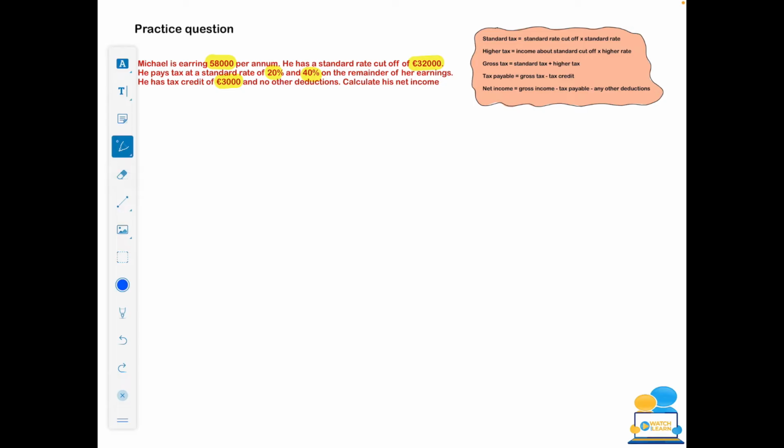Okay, now these formulas over here, we're going to use those in order. So step one, we're going to calculate his standard tax. Okay, so standard tax is the standard rate cut off. We're told the cutoff is 32,000 and multiplied by the standard rate. The standard rate is 20%, so we're going to change that to a decimal, divide by 100, that'll be 0.2. Okay, so standard tax, 32,000 by 0.2 will give me 6,400. Okay, so that's his standard tax.